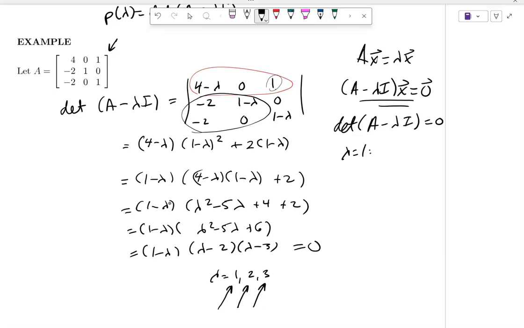Again, these are the values that we're going to subtract off the diagonal. So when lambda is equal to 1, I'm going to start with the matrix 3, 0, 1, negative 2, 0, 0, negative 2, 0, 0. Because I'm subtracting 1 off the diagonal, right? So just subtracting 1 off the diagonal entries. Everything else stays the same.